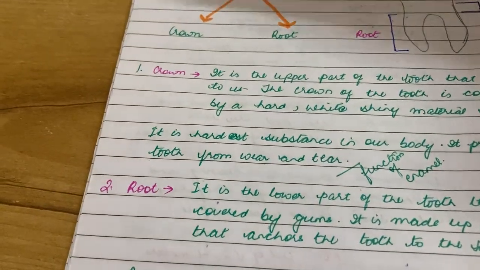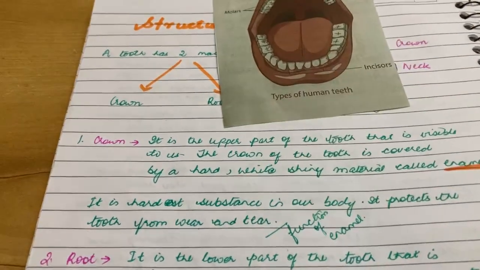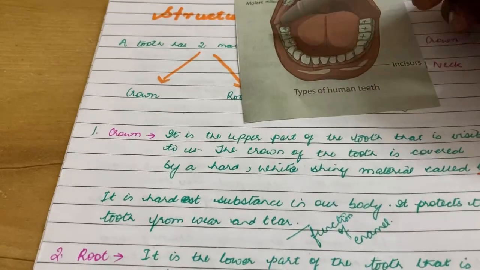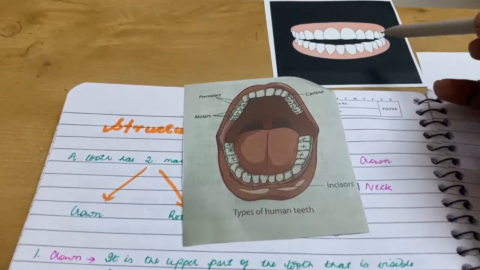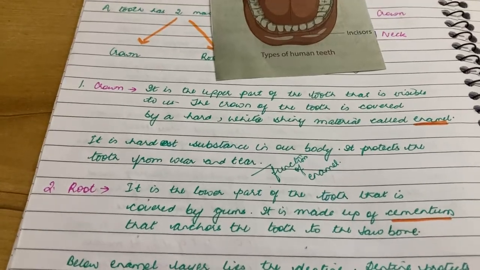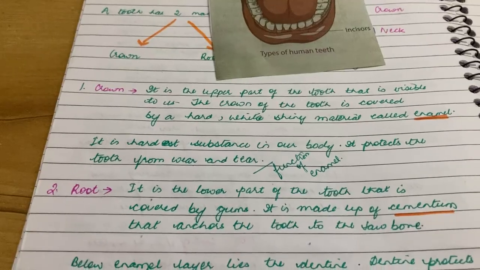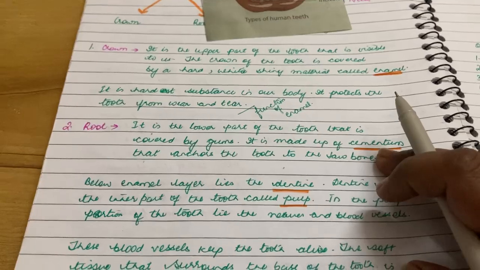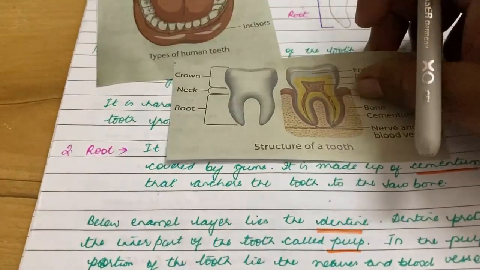So in this picture, my dear students, the part above our neck is the jaw portion. This is the jaw portion here, and this is the root, which is the lower part of the tooth, made up of cementum that fixes the teeth to the jaw bone. My dear students, I also have this picture to explain here.